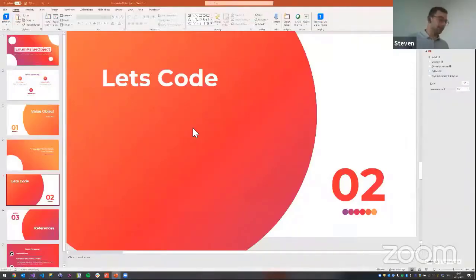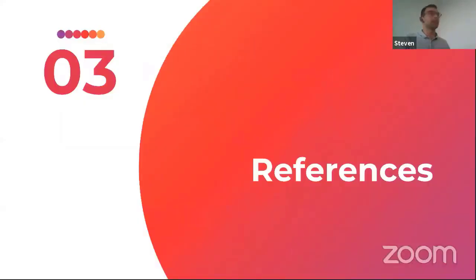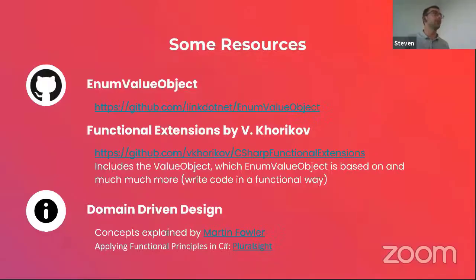And exactly, that's just a short introduction of that. The library exists on GitHub and is MIT licensed. Feel free to use it, feel free to extend it. If you want to know more about functional stuff in general, I can very much recommend the C# functional extensions from Vladimir Khorikov. This is our base library, it also has some nice stuff. The value object itself, which we are based on, comes from that library.